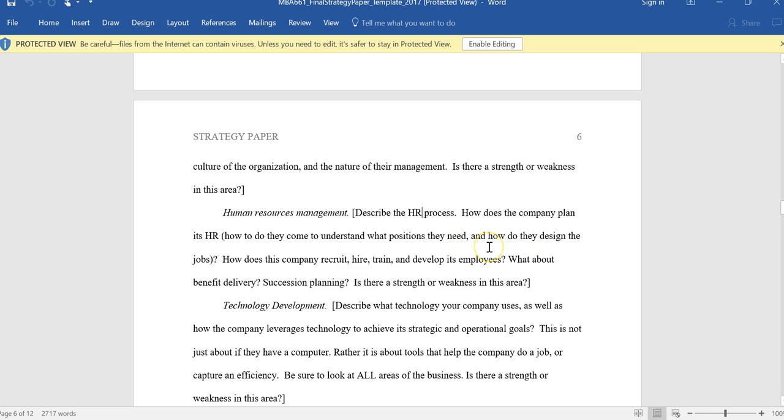How do they actually design the jobs in a way that is aligned with the strategy? And is there something unique in the way that they recruit, hire, and train and develop? This can be a one-paragraph thing, but I want you to think about this. How do they deliver benefits? How do they make sure that people are promoted and move throughout the organization? So get a feel for that.